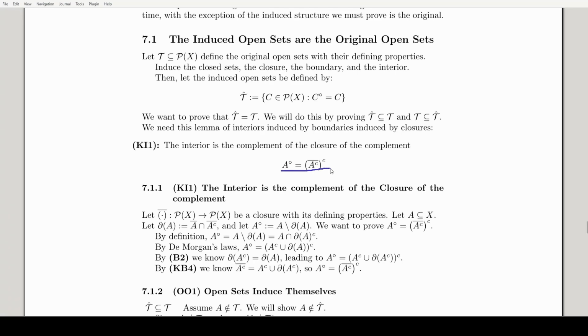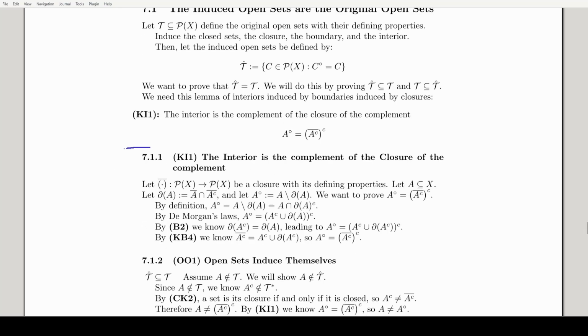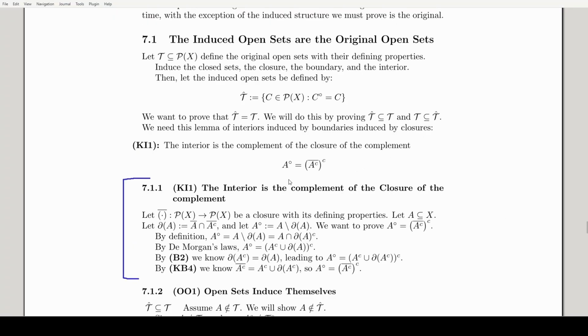So here we prove that the interior is the complement of the closure of the complement. That is what this one is. You can go through the proof if you want, but we talked about this earlier. This is how you would define the interior using the closure.